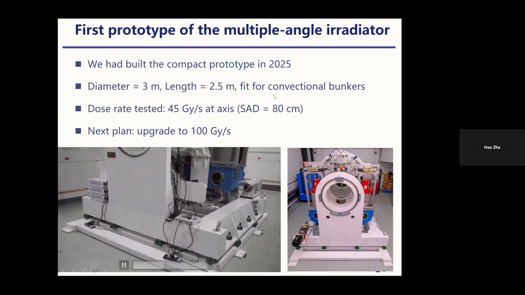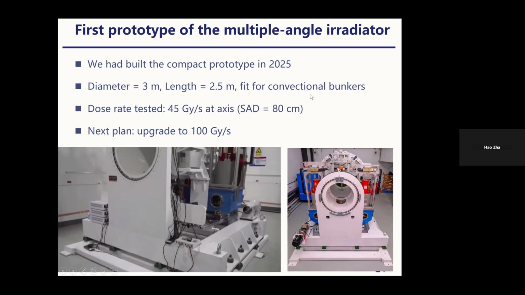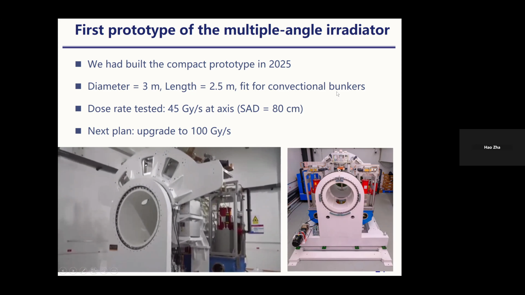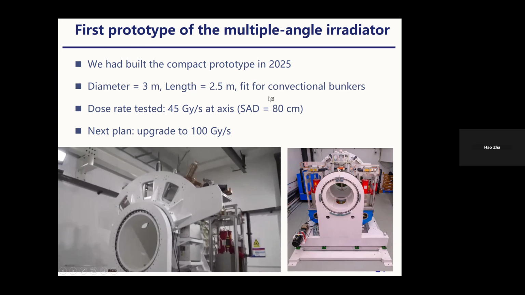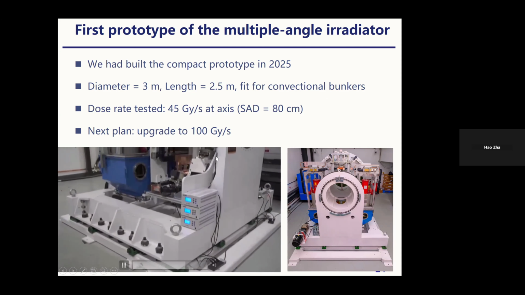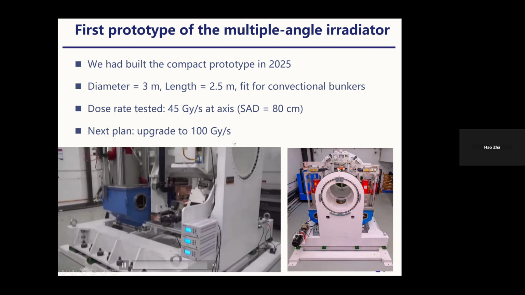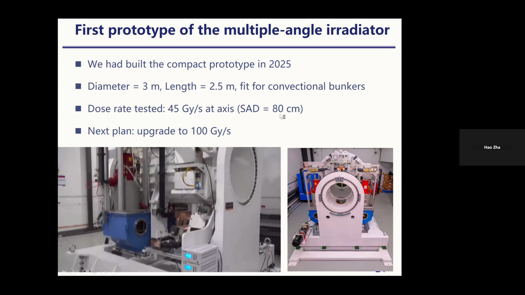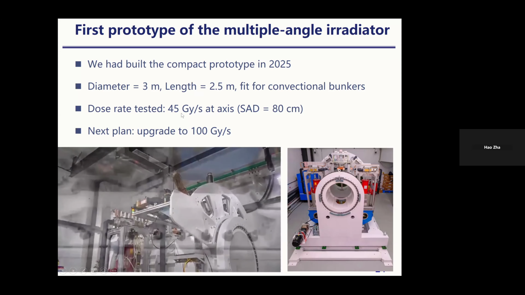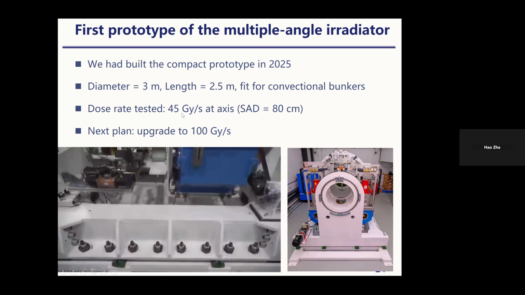It is compact enough to fit into a conventional radiotherapy bunker in most hospitals. We already tested the dose rate at the center, at the isocenter, with a source to axis distance of 18 centimeters. It already achieved 14.5 gray per second.